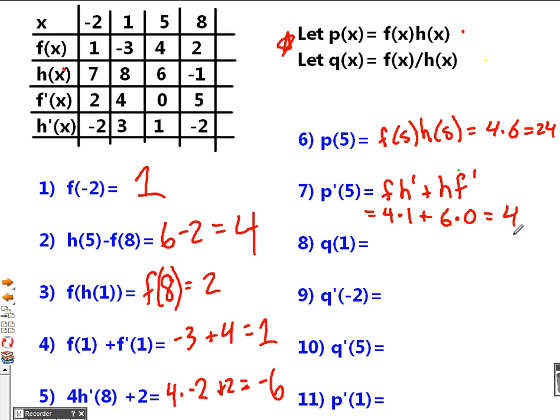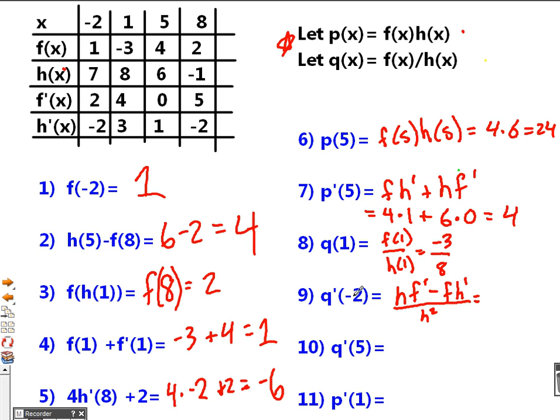Now, q of 1 means you're just plugging in. So q of 1 would be f of 1 over h of 1. f of 1 we've done a couple times, negative 3. h of 1 is 8, so negative 3 over 8, nothing I can do to simplify. As for the quotient rule here, you're going to do low d high minus high d low, all over low squared. And now you just got to plug that in.